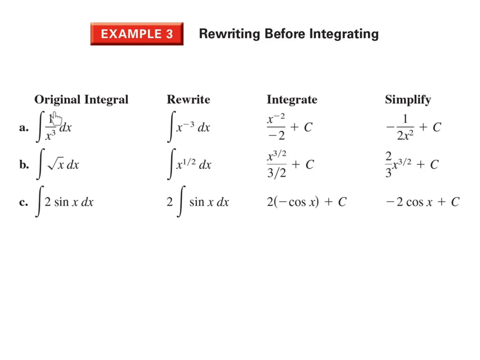So for example, if I have 1 over x cubed, that's the same as saying x to the negative third power, which makes it easier to integrate and then simplify. Same thing with the square root of x, that's x to the 1/2. I can then add 1 to it and put that over 3/2, and that's how I can simplify. Same thing with a trig function like 2 sine of x. I can move that 2 out and then just integrate sine, which becomes negative cosine here, and so that makes it easier to simplify.